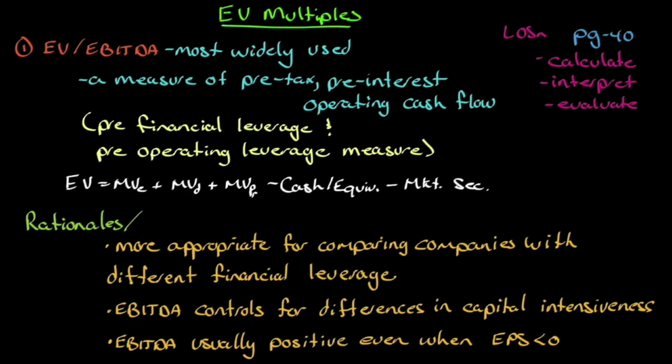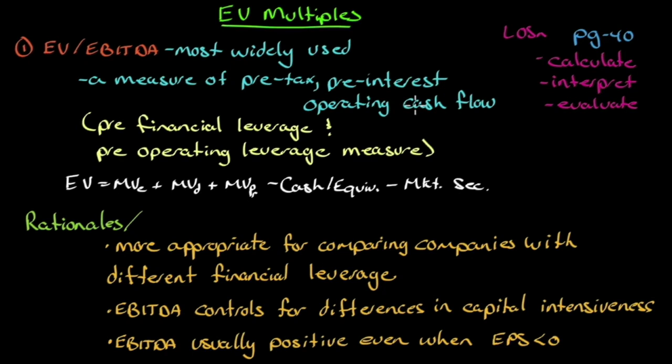And EBITDA is a measure of pre-tax, pre-interest operating cash flow, and you can't see me right now, but I'm putting air quotes around operating cash flow. It's not really a good definition of cash flow, but in a multiple like this, it stands in because if you use EBITDA across all the firms, that's comparable.